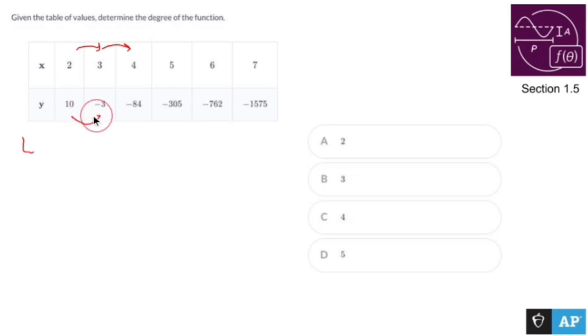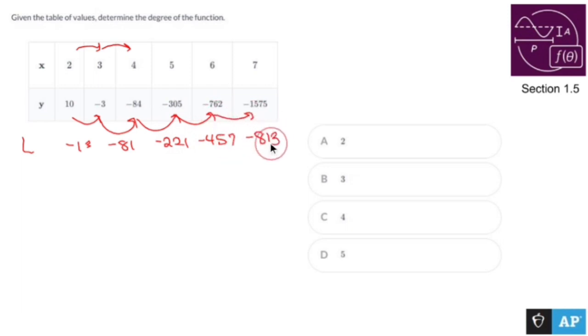So I'm going to pretend that I didn't do these numbers ahead of time because I have a potential to screw these up. 10 to -3 is -13. -3 to -84 is -81. -84 to -305 is -221. -305 to -762 is -457. And then last but not least, we got ourselves -813. So it's not linear. That wasn't even an option anyway.